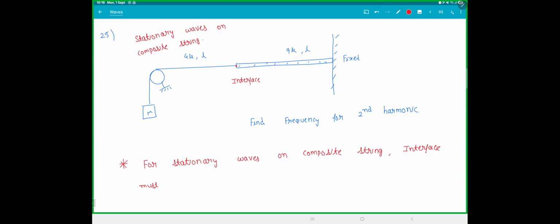Or else you cannot generate stationary waves. Because if the interface moves, it will generate transmitted and reflected pulses. And they just won't stop with that. Those pulses will hit this wall and come back again. Again, the interface will move. You're getting it? This will never stop. The whole thing gets messed up.